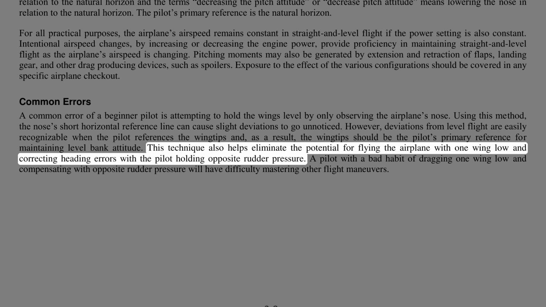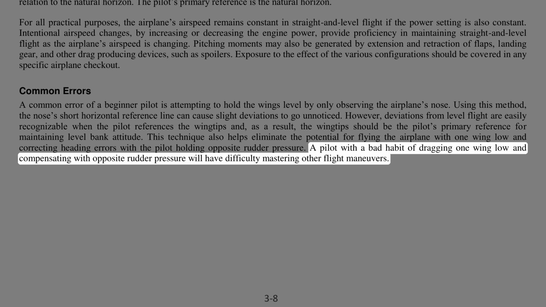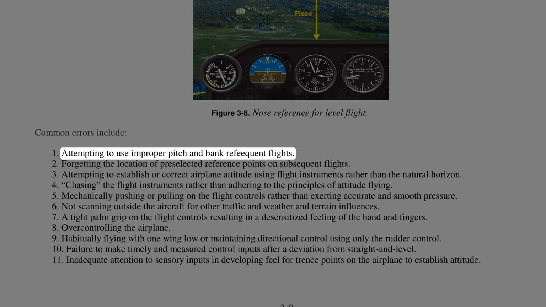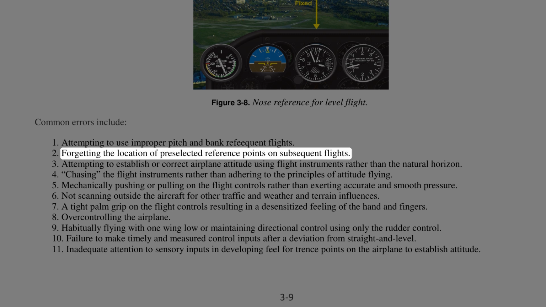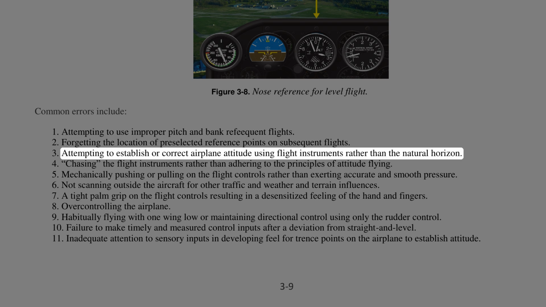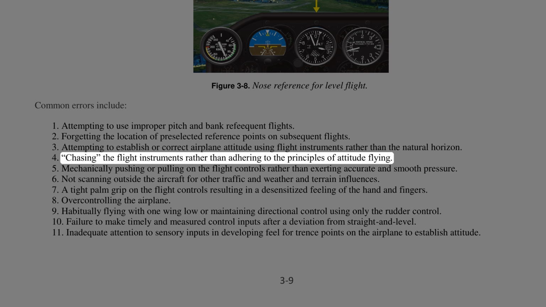This technique also helps eliminate the potential for flying the airplane with one wing low and correcting heading errors with the pilot holding opposite rudder pressure. A pilot with a bad habit of dragging one wing low and compensating with opposite rudder pressure will have difficulty mastering other flight maneuvers. Common errors include attempting to use improper pitch and bank references on subsequent flights, forgetting the location of preselected reference points on subsequent flights, attempting to establish or correct airplane attitude using flight instruments rather than the natural horizon, and chasing the flight instruments rather than adhering to the principles of attitude flying.